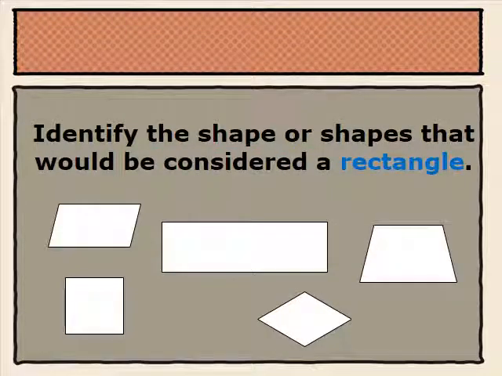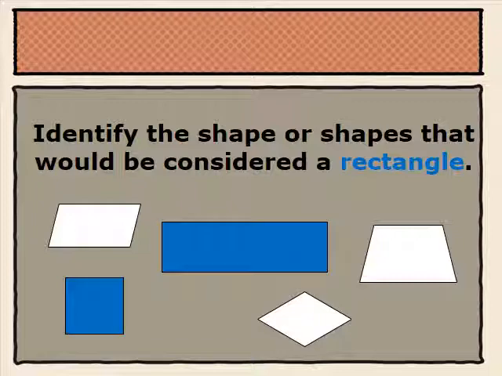Next, you'll identify the shape or shapes that would be considered a rectangle. Here we have two examples of a rectangle. We know that they're rectangles because they have four sides, two pairs of parallel lines, and four right angles.